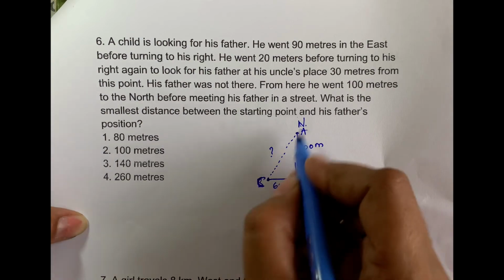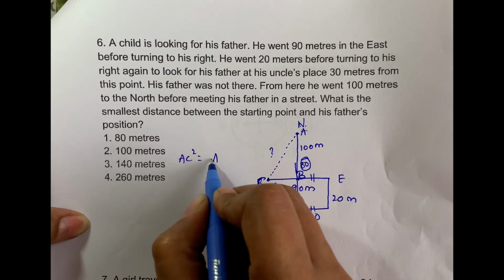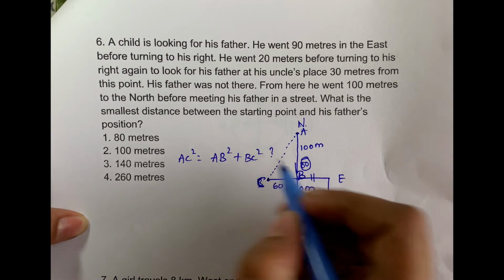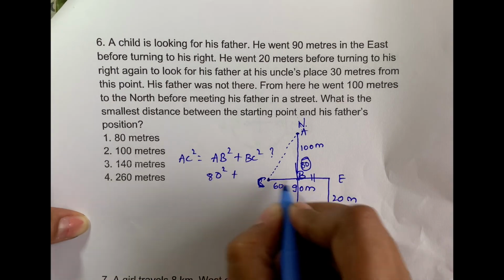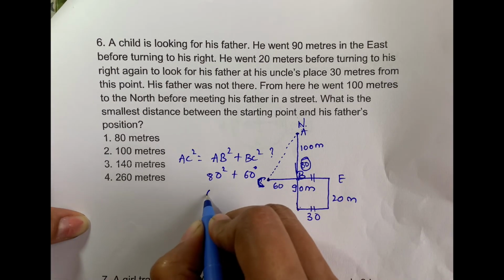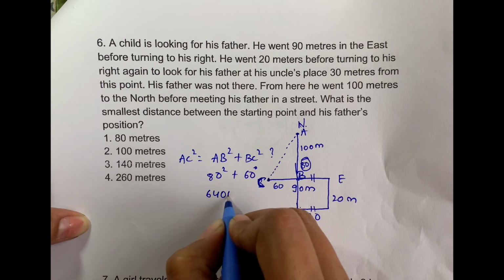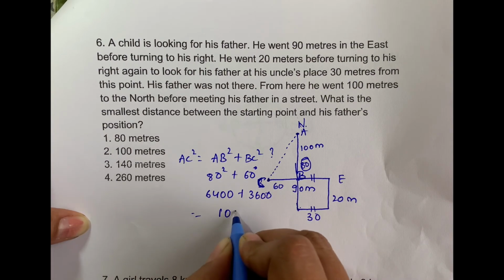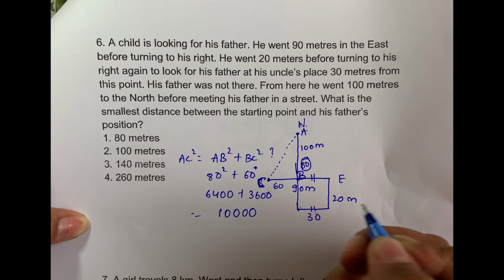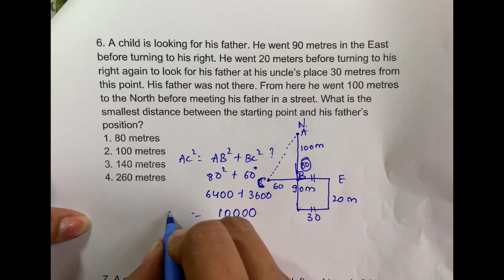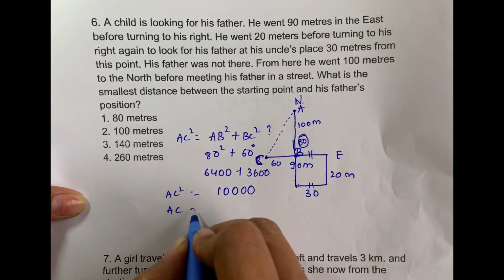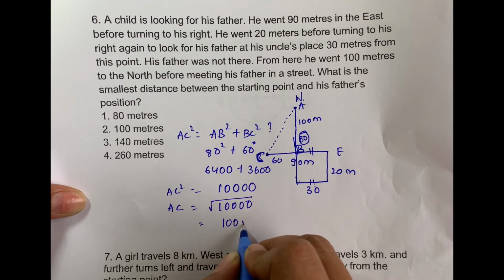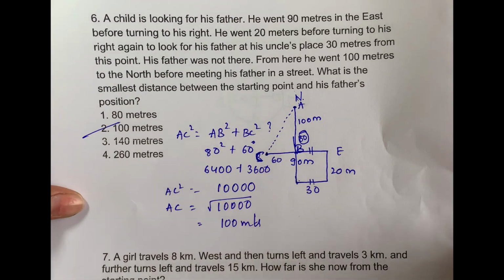We are supposed to find out the AC square. AC square equals AB square plus BC square. How much is AB square? AB square is 80 square plus BC square is 60 square. Alright. So this is 6,400 plus 3,600. How much is it totally? It is 10,000. Okay. And if you take the root, now AC is root of 10,000, which is totally 100 meters. 100 meters is the answer.